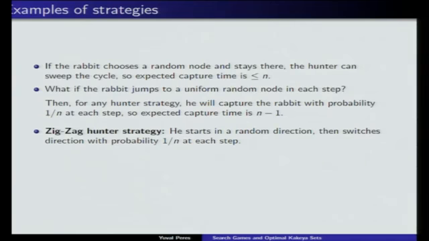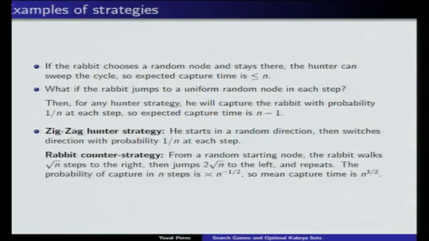This is the strategy we first guessed should have a linear time capture, because what can the rabbit do against these random sweeps? Turns out he can do something, and the true answer for this strategy is n to the 3/2. Let me explain that. So here's the rabbit counter strategy. From a random starting node, the rabbit walks root n steps to the right, then jumps 2 root n to the left, and repeats.